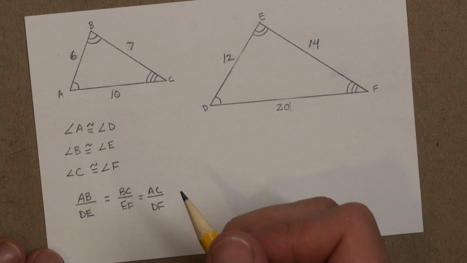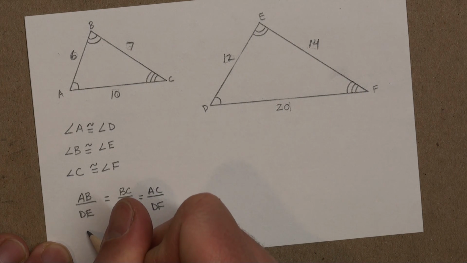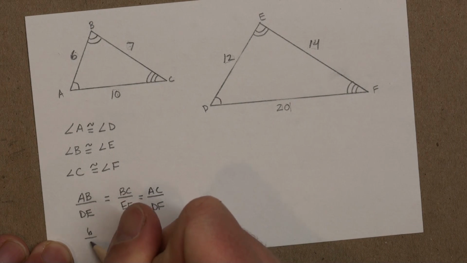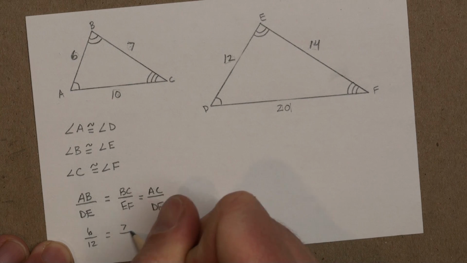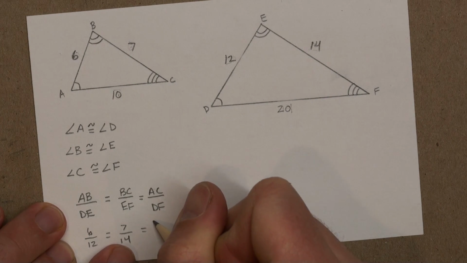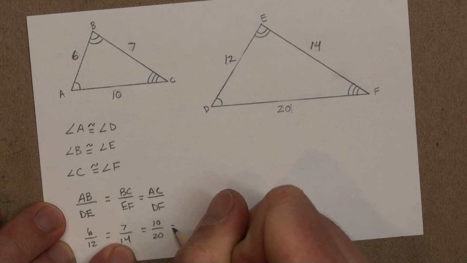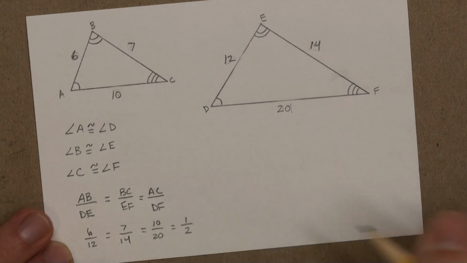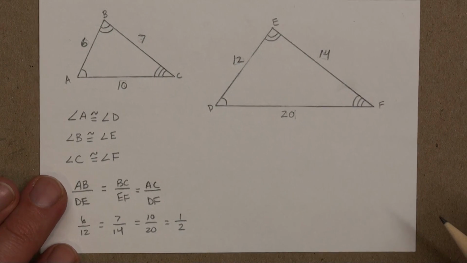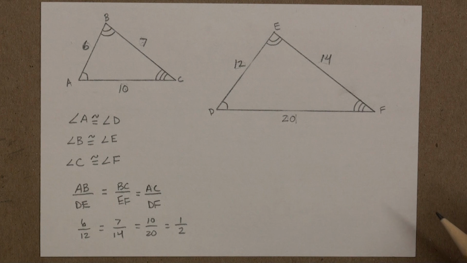So if we put in numbers for this, 6 over 12 equals 7 over 14 equals 10 over 20, which they all equal the ratio or the proportion 1/2. Okay? And that's true of all similar figures.